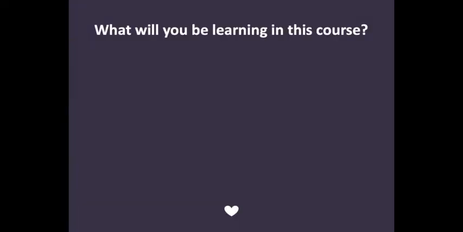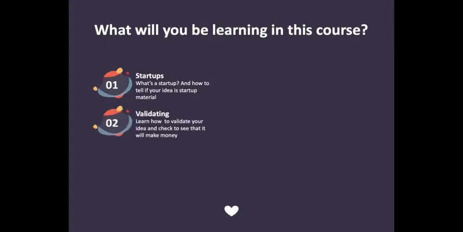So let's think about what we'll be learning in this course. The first thing we're going to learn is, what is a startup anyway? We're going to talk about the characteristics of startups and how to know if your idea is a startup. Then we're going to learn how to validate your idea, how to take your idea and test it out on paper to see if it actually makes sense. Then we're going to test it in the real world. We'll figure out the tools and techniques that we can use to test this idea with actual customers, so we start getting feedback on some of the assumptions that we made in our validation phase.